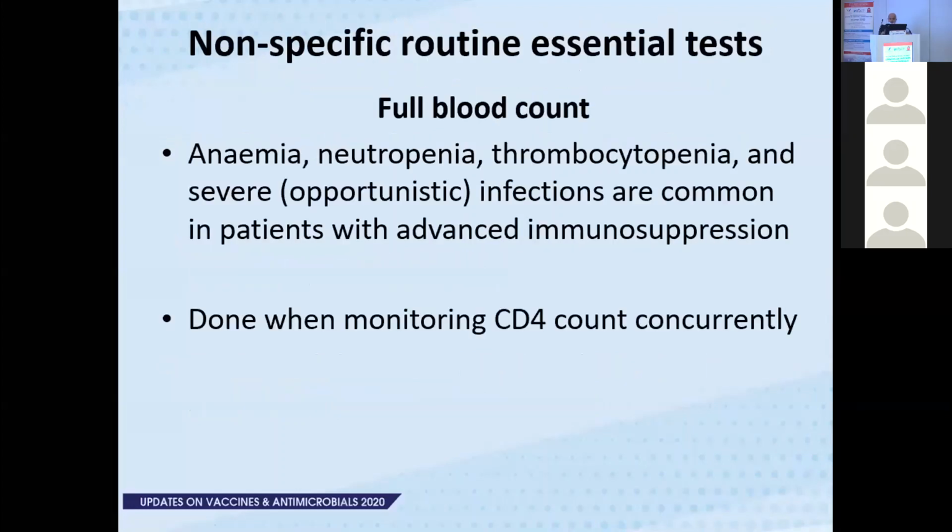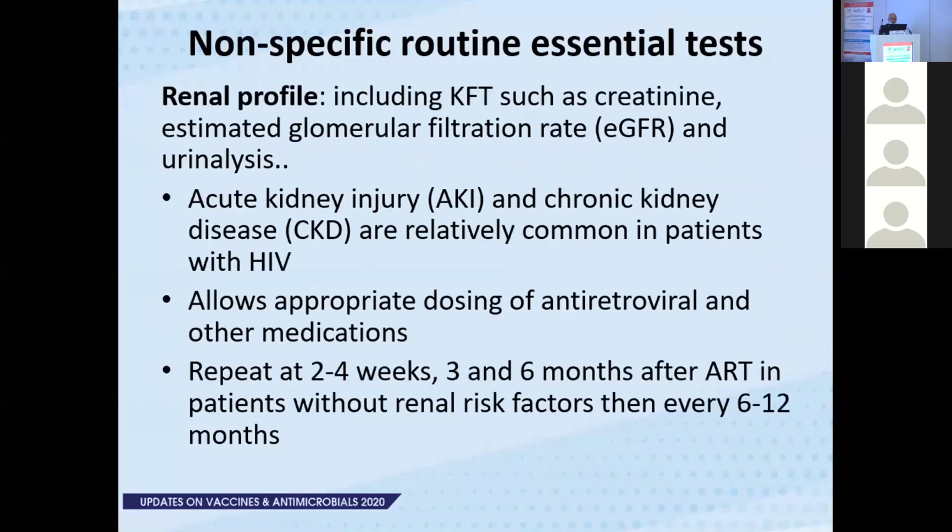Now, talking about the non-specific routine essential tests, first the blood count. As you know, anemia and thrombocytopenia might be encountered in HIV patients, in addition to opportunistic infection, so the CBC might give you an idea, and usually it is done concurrently with the CD4 count while you are following up the patient.